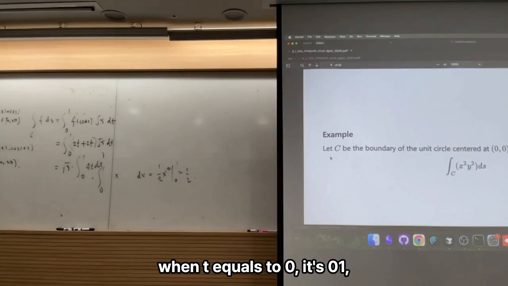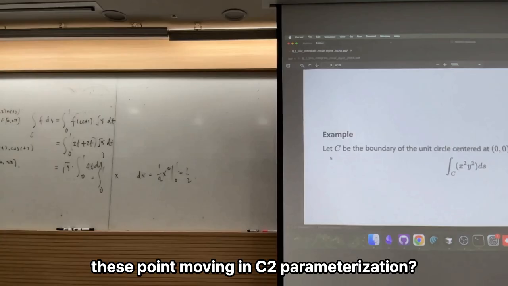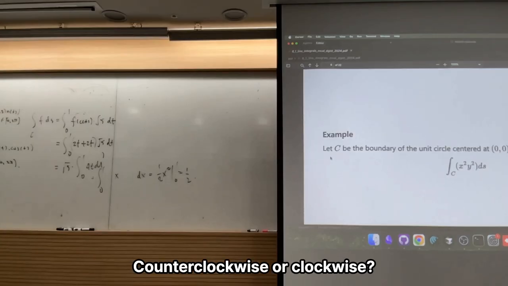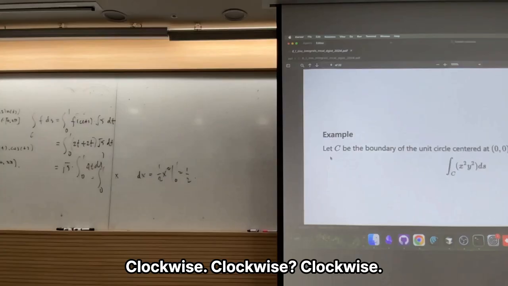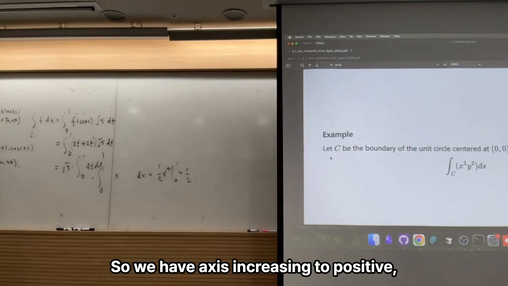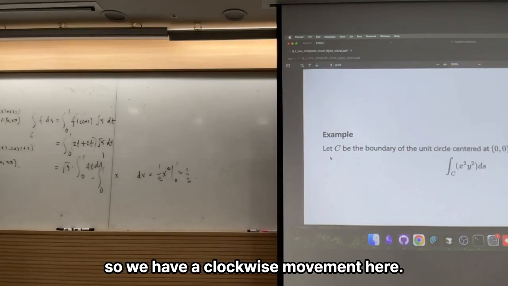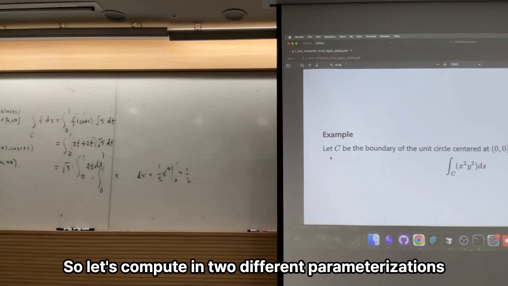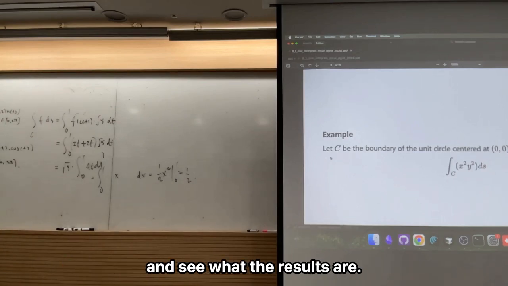So when t equals 0, it's (0, 1), so it's on top. And in what direction were these points moving in the C2 parameterization? Counterclockwise or clockwise? Clockwise? Yes, right. So we have x increasing to positive, so we have a clockwise movement here. So let's compute in two different parameterizations and see what the results are.